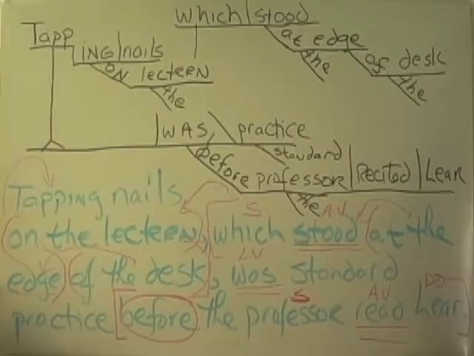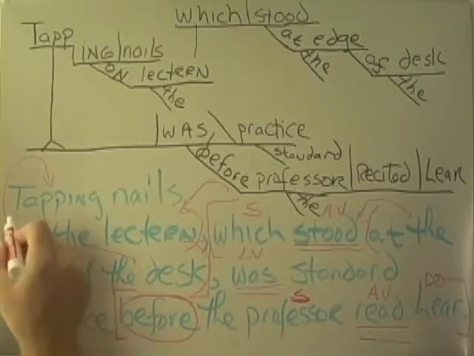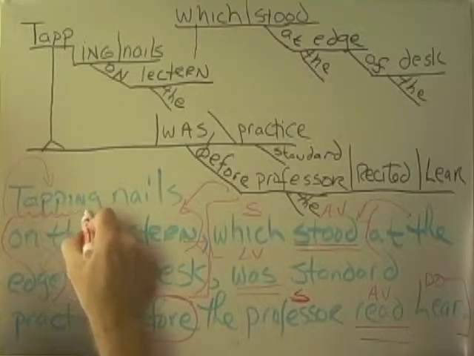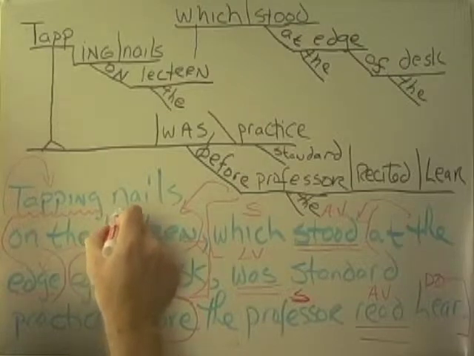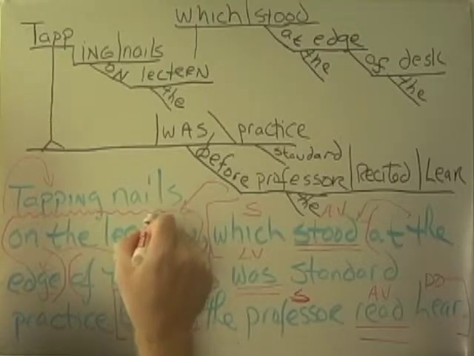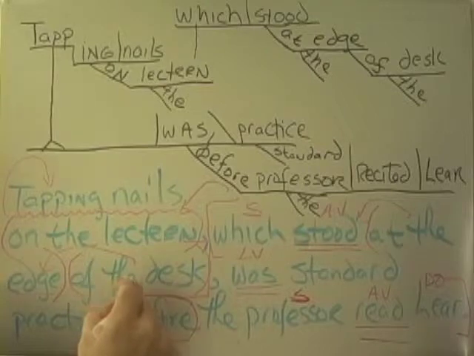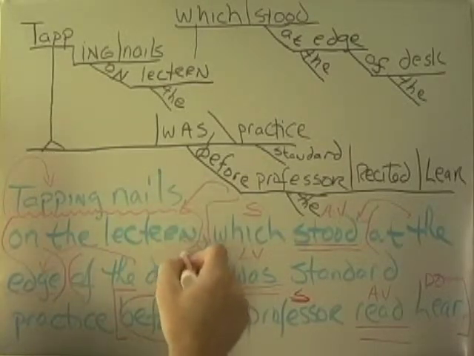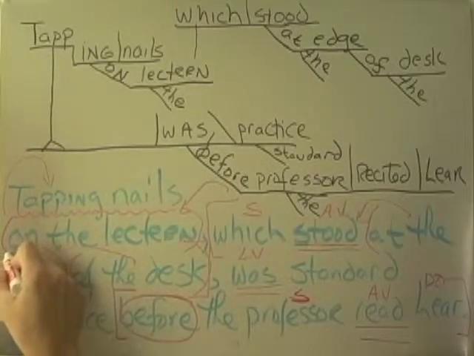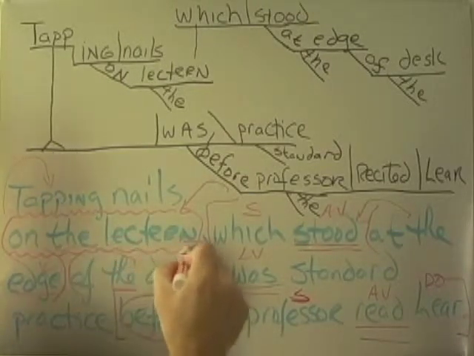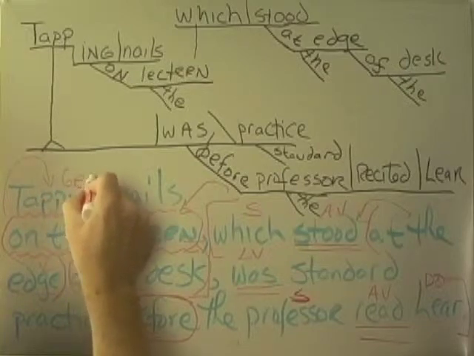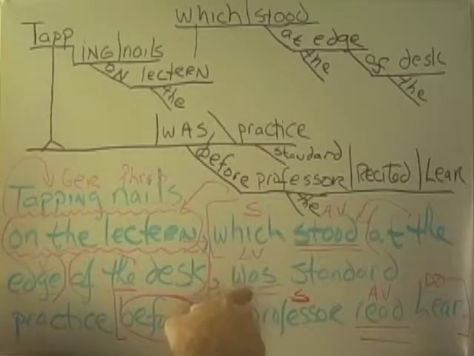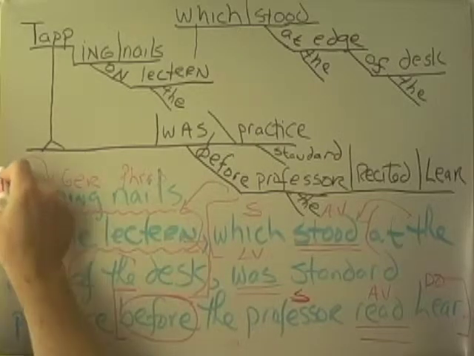We've got this, tapping nails, by the way. Tapping, in this case, is a gerund, and verbals I usually underline and mark. The object of this gerund is nails, tapping what? Nails. So that's part of the verbal phrase, the gerund phrase, and since on the lectern is also modifying tapping nails, this whole thing is a gerund phrase. The gerund phrase ends up being the subject of was, the overall subject.